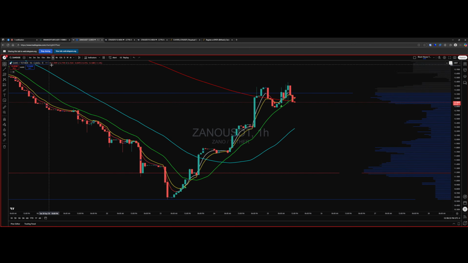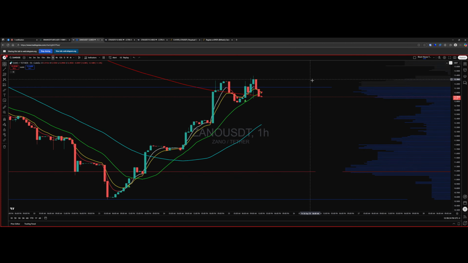And then you fail it, and you're failing it into the 200 as well. Everything's fractal. Fail this, you start to get into these gappy areas. And where's the 50? Right down probably in the midst of this shelf right in here. Price can move quickly when it gets into these gaps.